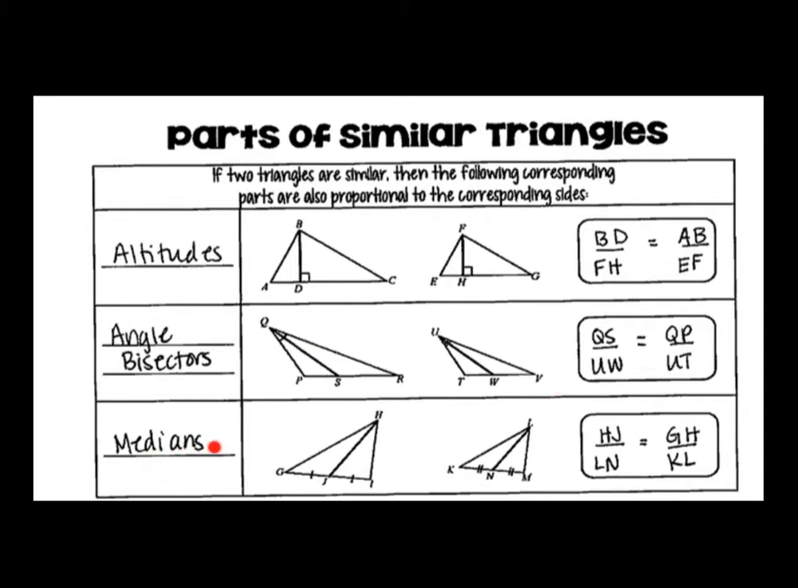Medians is going to be from a vertex to the middle of the opposite side, and it splits that opposite side into two parts. So the actual median, HJ over LK, is going to be equal to GH over KL.